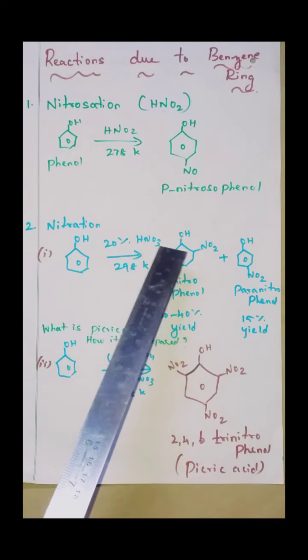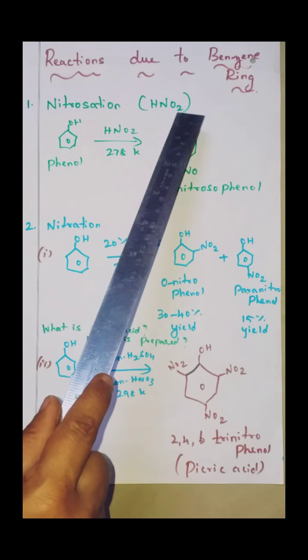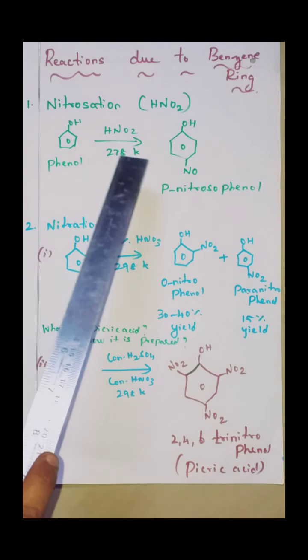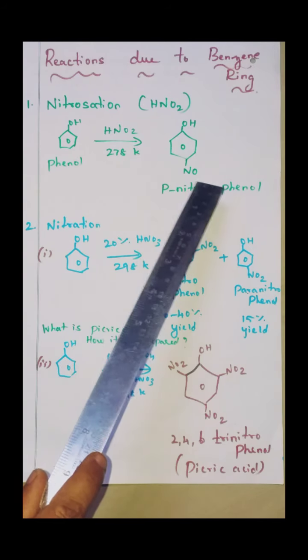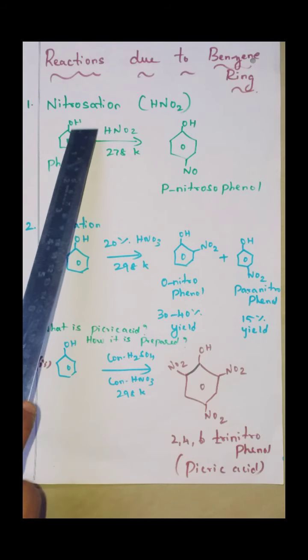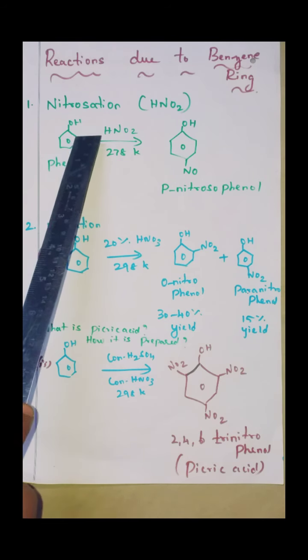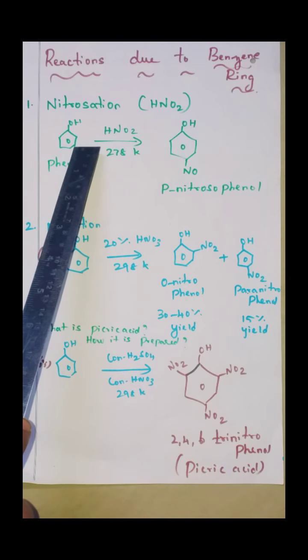So nitric acid formula HNO3, nitrous acid formula HNO2. So when phenol is reacting with the nitrous acid at 278 Kelvin, here only the para position substitution takes place. Para means just a functional group opposite position is called para, near position, adjacent position is called ortho, and alternate position is called meta position.